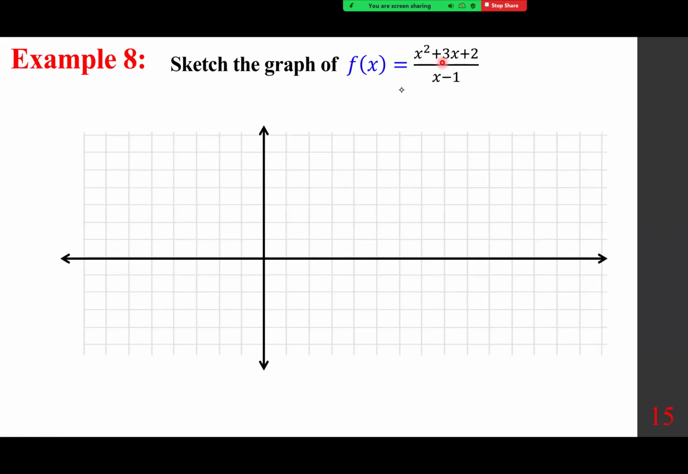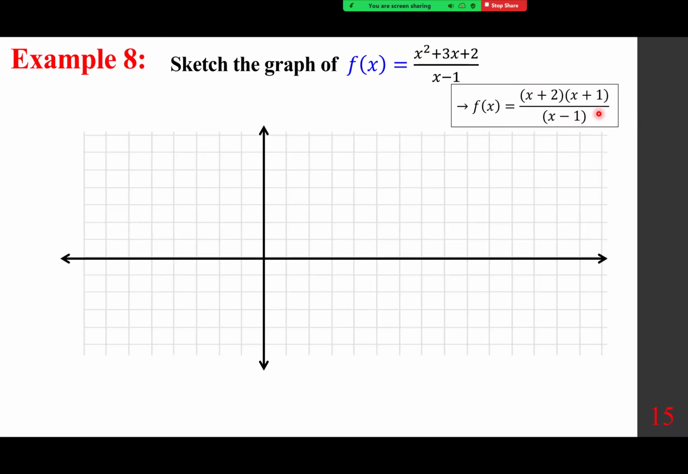We want to graph f of x equals x squared plus 3x plus 2 over x minus 1. And we're going to do the same thing: find the intercepts, asymptotes, and a few points, and graph. First and foremost, if you can, you must factor the numerator and the denominator. Number one, if there's a common factor, you drop it. Number two, it makes it easier to come up with the intercepts. If you factor the numerator, you get x plus 2 times x plus 1 over x minus 1. Nothing cancels out, so that's fine.